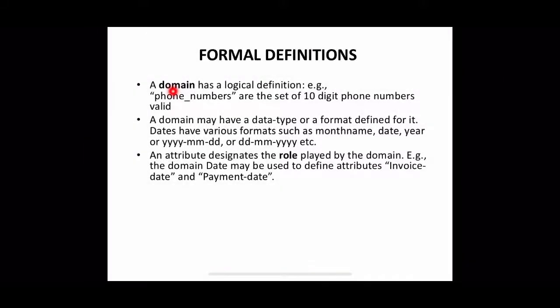Coming to the term domain again, a domain has a logical definition. For example, for phone number, the domain will be the set of all possible valid 10-digit phone numbers. The domain may sometimes have a format. For example, date may have a format like 4-digit year, hyphen, 2-digit month, then 2-digit date, or the reverse is also possible. Such restrictions will be there for a domain in some cases. The easiest way to define a domain is to use the corresponding data type, say the set of all possible integers or the set of all possible strings, within which we will implement or give some constraints.